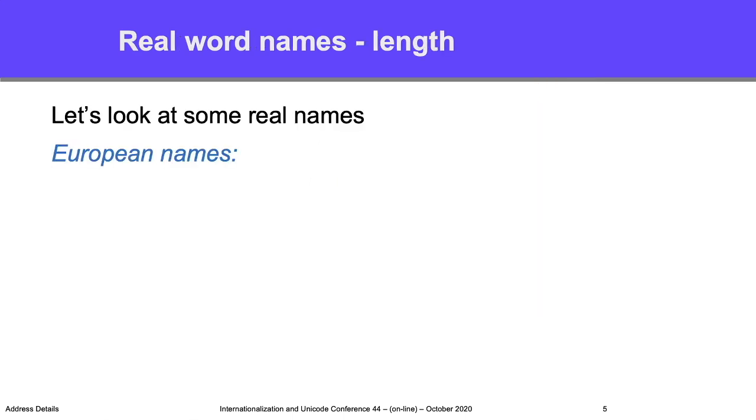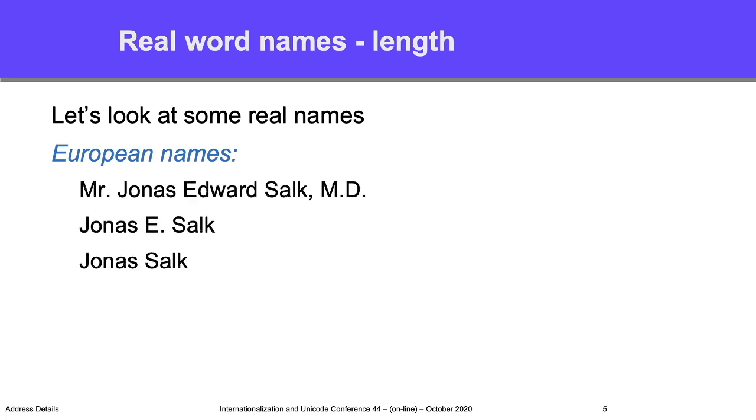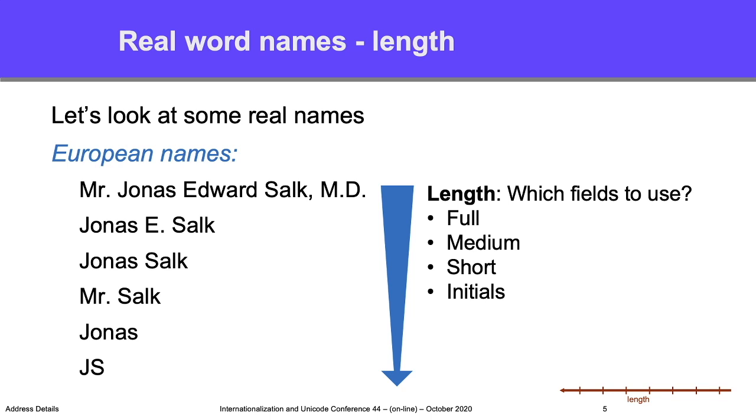So real names have different lengths depending on the context and how they're being used. We'll take a look at some different names. In Europe, there's a name like Jonas Salk. Depending on the context, it could be represented with very different lengths. Could be you want a full length, a medium, short, initial, any number of different formats and how it could be presented.